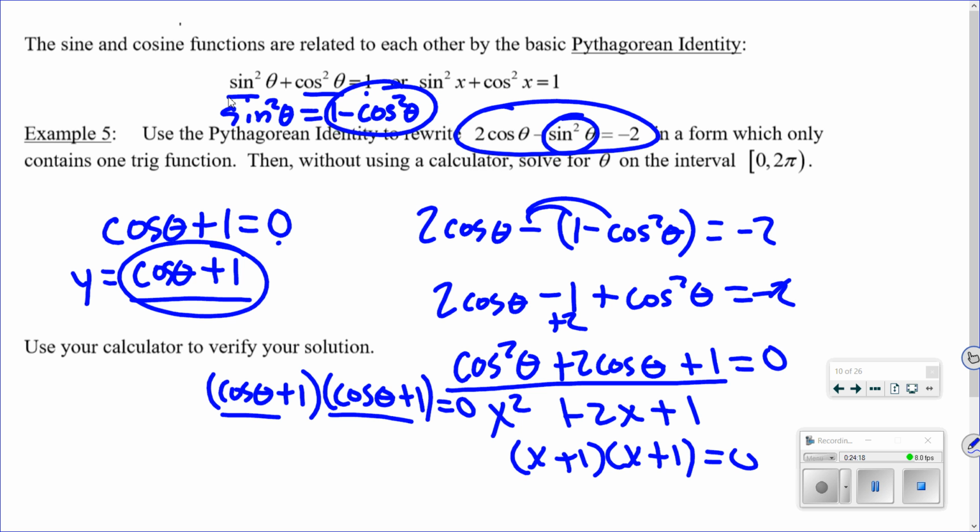Now remember, there's going to be a lot of zeros. This cosine function is going to touch a bunch of times. We're only looking for the ones that are between 0 and 2 pi. So you just use your calculator to find those.